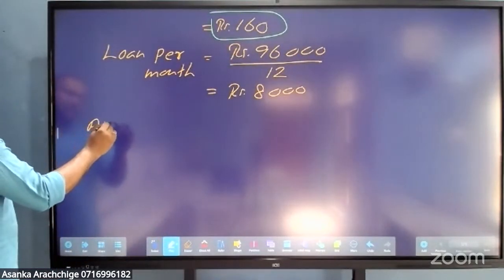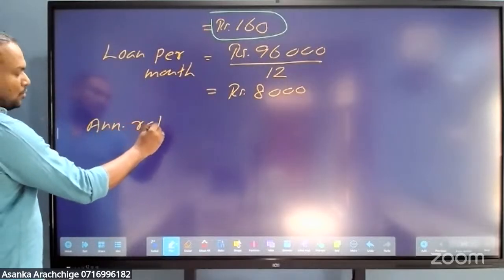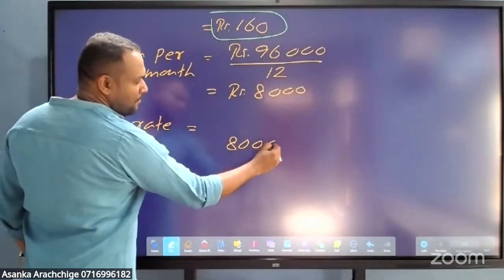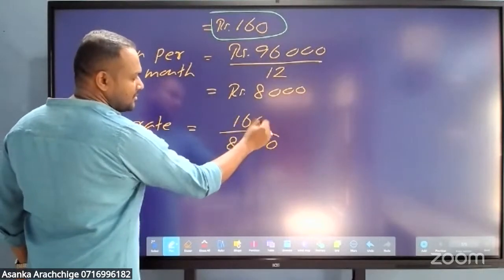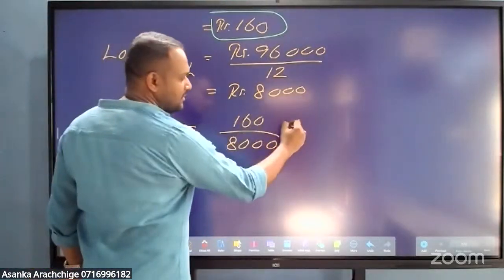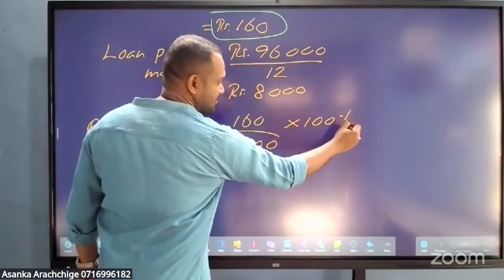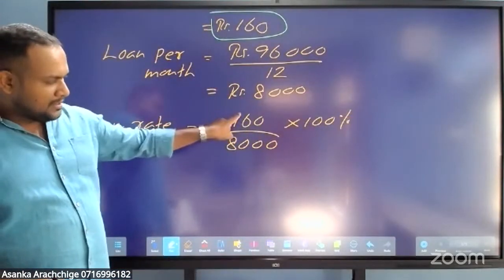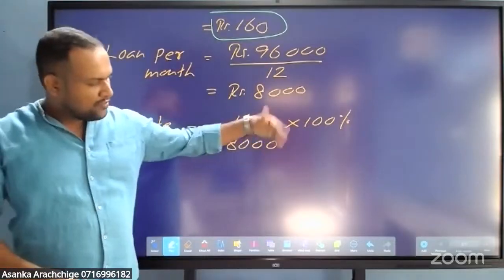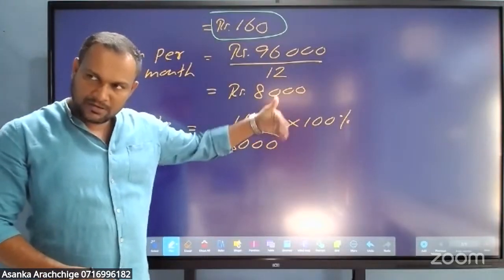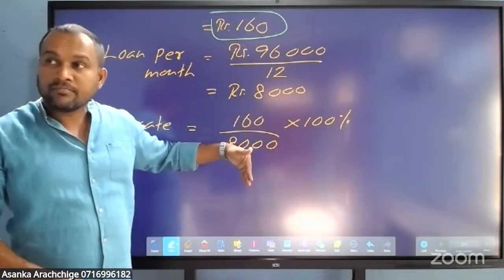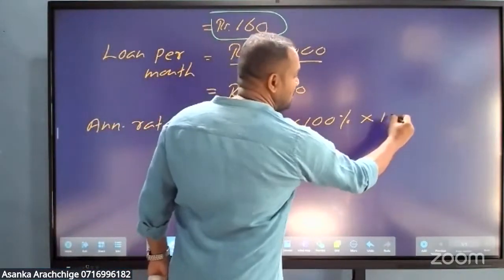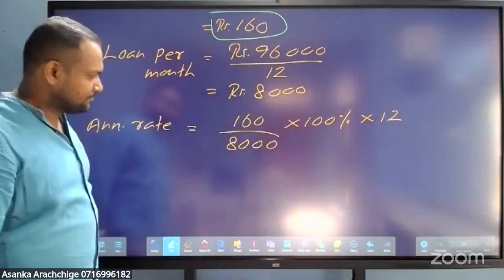Annual rate of interest. This is the monthly rate of interest: 160 upon 8,000 times 100%. Interest for a month, loan for a month. The interest as a fraction of the loan. When we multiply it by 100%, it converts into the monthly percentage. Then to convert it into annual, we have to multiply by 12.